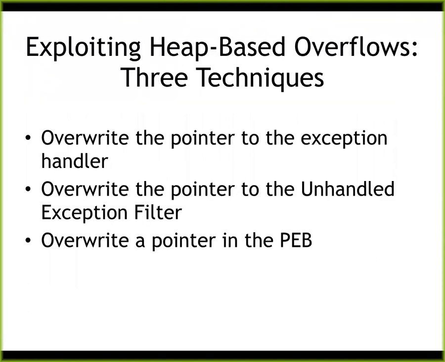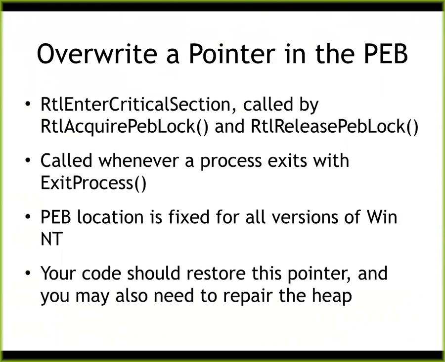All right. So anyway, once you have an arbitrary write, here are things you could do. You could overwrite the pointer to the exception handler and then trigger an exception. You could overwrite the unhandled exception filter so that it'll go there when it fails to handle an exception. Or you can overwrite any pointer in the process environment block.